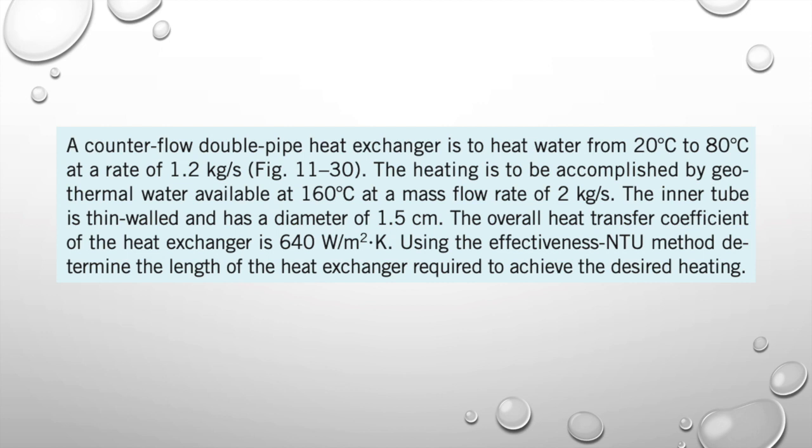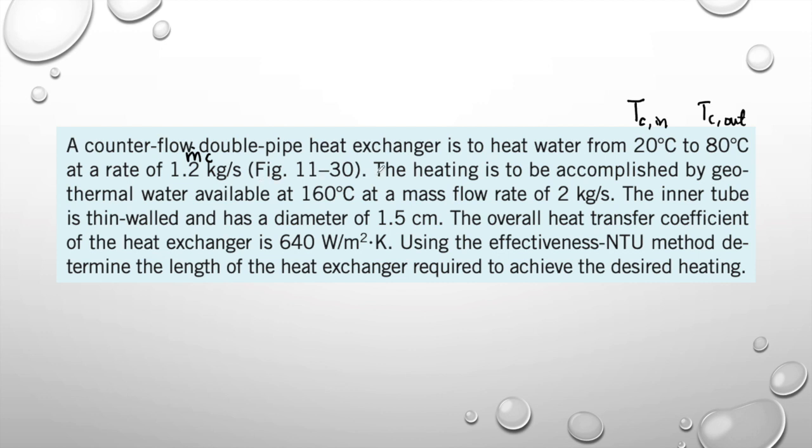So let's take a look at the information given in this question. We are already given the temperatures of the heated water, the temperature in and temperature out. Water in is 20 degrees Celsius, this is T cold in, and then heated up to T C out, from 20 to 80 degrees Celsius. The mass flow rate for the cold water has been given, 1.2 kilogram per second.